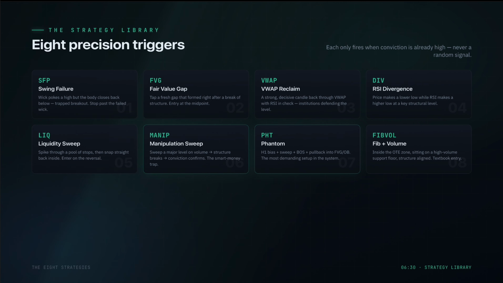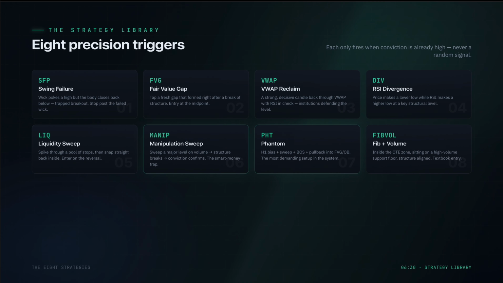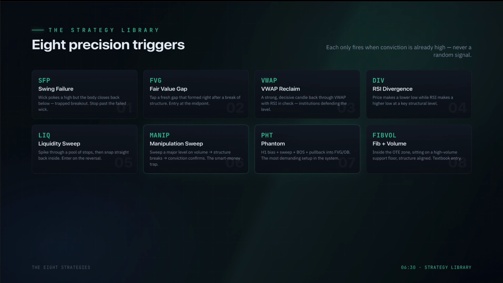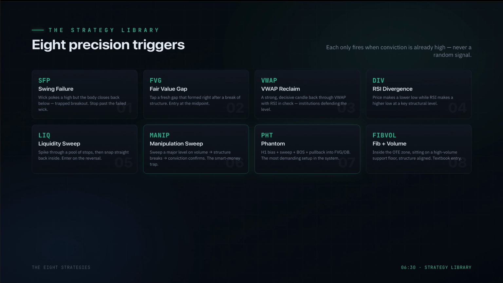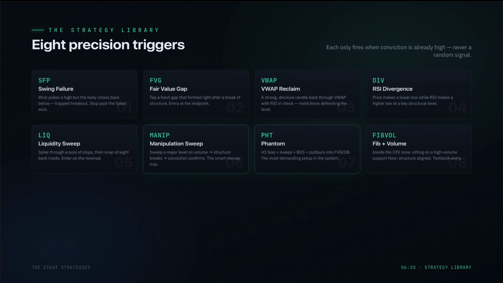Now, the heart of the system, the 8 trade strategies. Every one only fires when your conviction score is already high enough. 1. The SFP, a swing failure, where price pokes a high but the body closes back below, trapping the breakout. 2. The fair value gap entry. Tapped a fresh gap that formed right after a break of structure, entry at the midpoint.